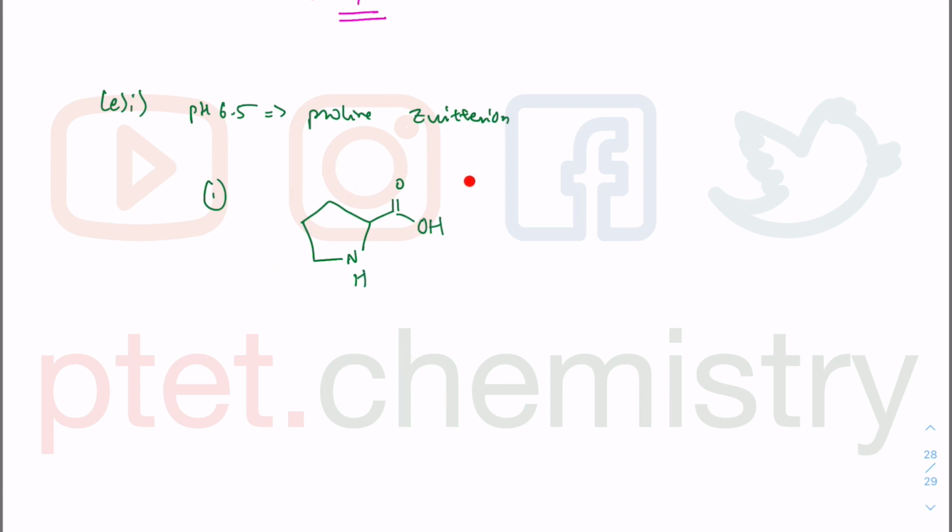This is not your Zwitterion, this is the proline molecule. When it exists as a Zwitterion, this will be O minus, and this other one will be protonated. It will become NH2 plus, where the nitrogen forms 1, 2, and then 2 other bonds to 2 other hydrogens, giving you a positive charge on the nitrogen. That's why it's called a Zwitterion.